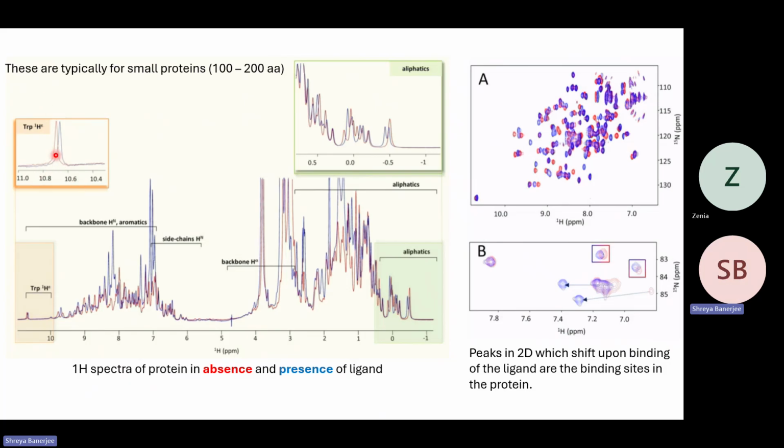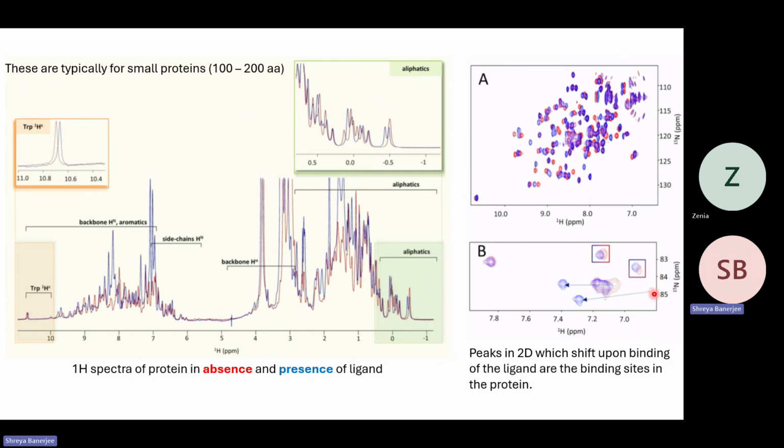The red spectrum is in absence of the ligand, the blue spectrum is in presence of the ligand. So wherever a shift is there, that indicates that it is involved in binding. And you can see this peak, there is no shift at all. So it is not involved in binding.